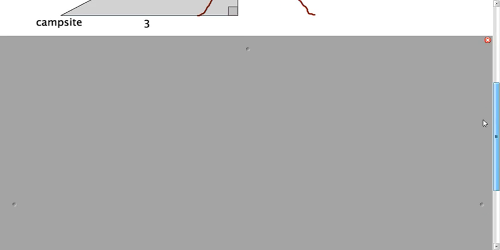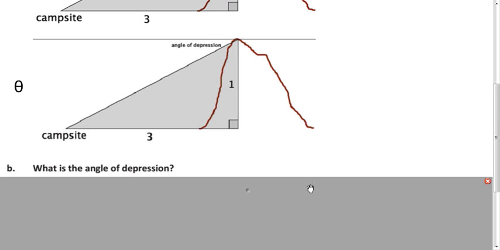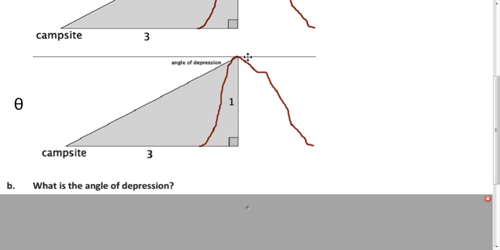So now you want to figure out what is the angle of depression. So the angle of depression, remember, is if we're looking down from a horizontal. So we're talking about this angle up here. Now that's not inside our triangle, but what angle do we know is congruent to that one? We know that we have alternate interior angles that are congruent because we have 2 horizontals. So that's the same as this angle. These both measure theta.